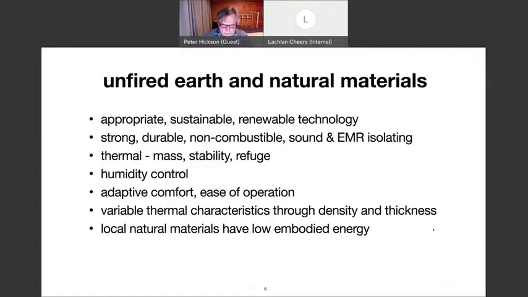The earth elements can be optimized for climate by varying density and thickness, which adjusts thermal characteristics. Generally, lower densities are suited to colder climates and higher densities to hotter climates, and thickness increases thermal lag and storage capacity. Insulation needs to be appropriate to climate.